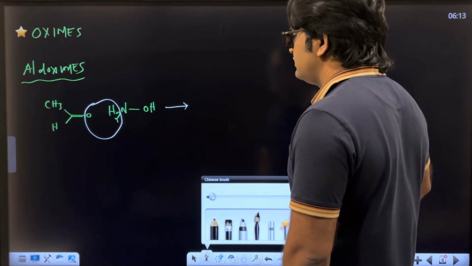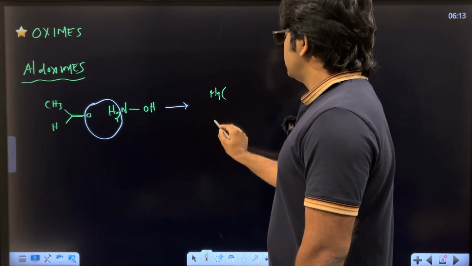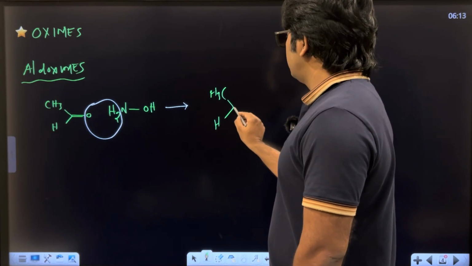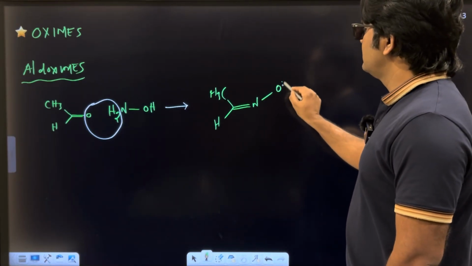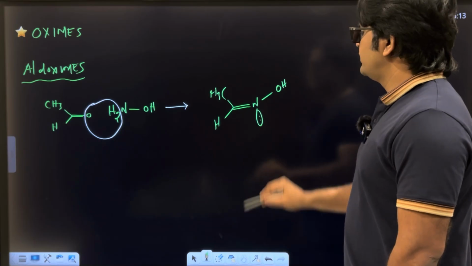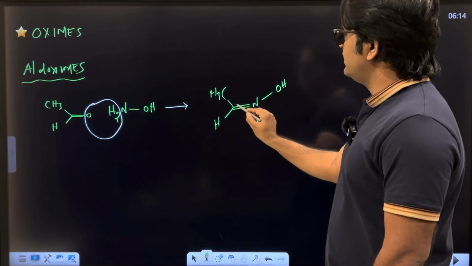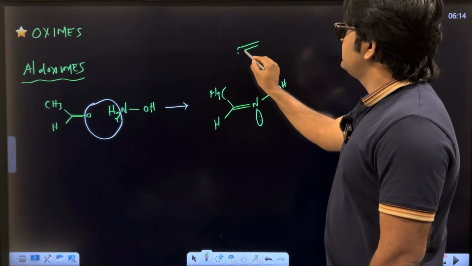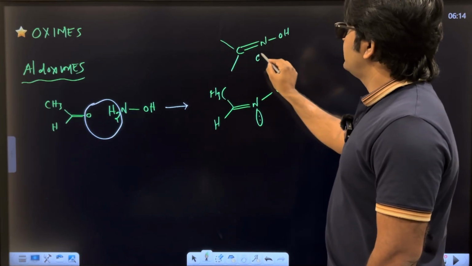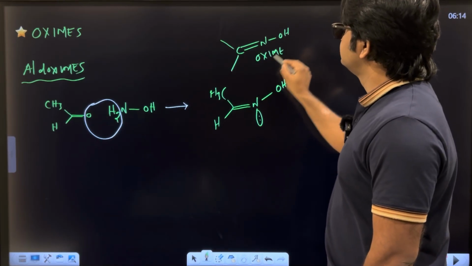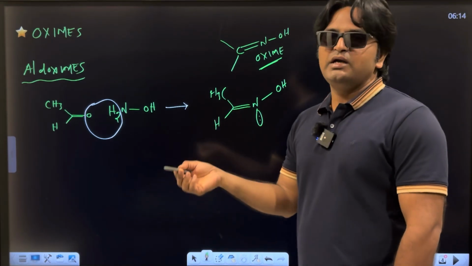So what is the product you are getting? Here I am going to write like this: CH3, next hydrogen, double bond, next nitrogen and OH. But conveniently I am taking it like this, OH and a lone pair of electrons. Now what is the name of this compound? This is what we call an oxime. Whenever the C double bond N, OH functional group is present, this is what we call an oxime. And this oxime is actually coming from an aldehyde or ketone.